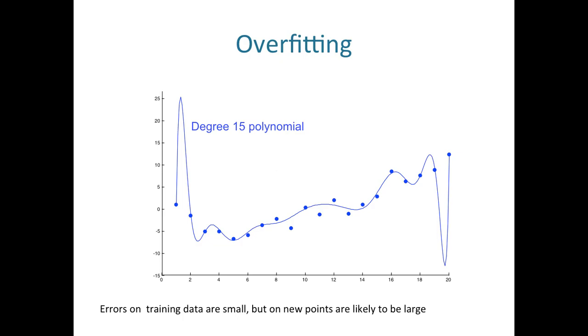The blue line is a degree 15 polynomial. If you look at how well we are doing, we are probably doing really well with this fit. The errors on the training data are really small. Look at the distance between the blue dots and the blue line. It's really small. But think what happens if you get a new point whose value is around x equals 1.8 or something like that. The y value is going to be completely off the charts just because of the degree of the polynomial that we have used to fit.